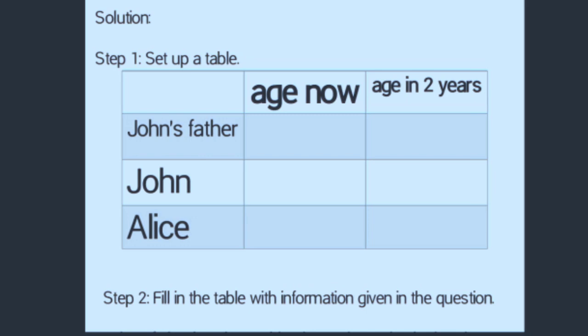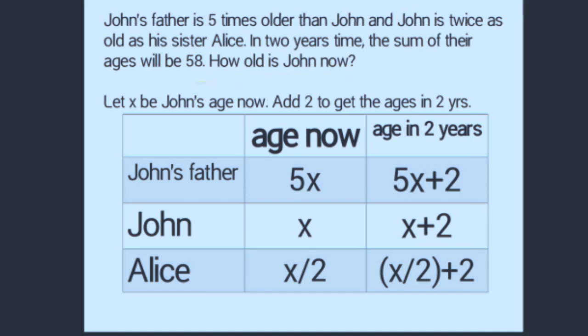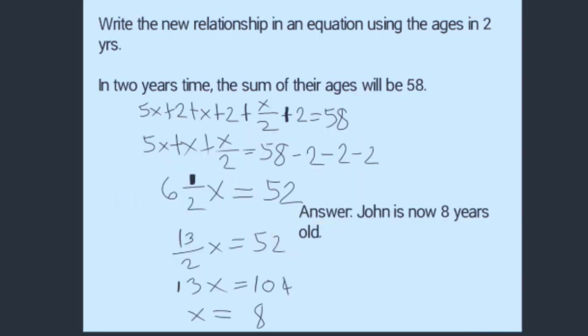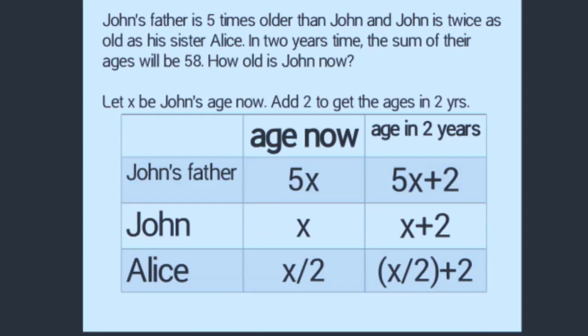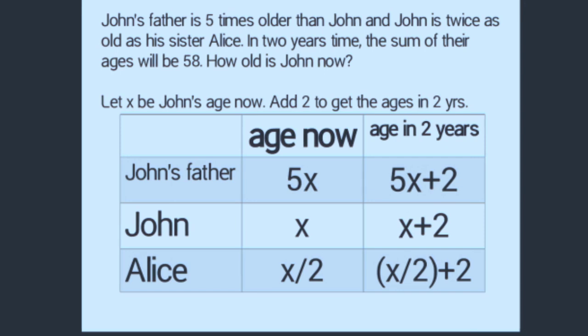Now, kapag naka-set up na tayo ng table, fill in the table with information given in the question. John's father is 5 times older than John. So, since ang question natin is, how old is John now? So, dapat si John ang ating X. Okay? John's father is 5 times older than John, so we have 5X. And John is twice as old as his sister. So, since si John is twice as old as his sister Alice, si Alice ay i-divide natin sa 2. So, we have si Alice X over 2. Now, i-add natin lahat ng age ni John's father, ni John at ni Alice in 2 years kasi nga 2 years yung question. So, we have X plus 2, 5X plus 2, X plus 2, X over 2 plus 2.